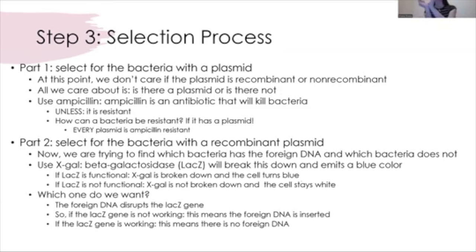Well, remember we talked about earlier that our foreign DNA disrupts the LAC-Z gene, meaning if you have foreign DNA in right here, your LAC-Z gene is not working. And if your LAC-Z gene is not working, we're not breaking down X-gal and our cell is white. On the other side of that, if we had a non-recombinant plasmid where your LAC-Z gene was open, nothing came inside, so it just went back together. If it is working, that means that there's nothing disrupting it, meaning there's no foreign DNA. So at the very end, we would select for the white bacteria.